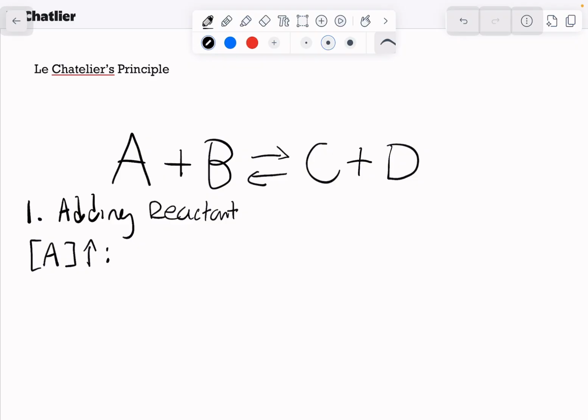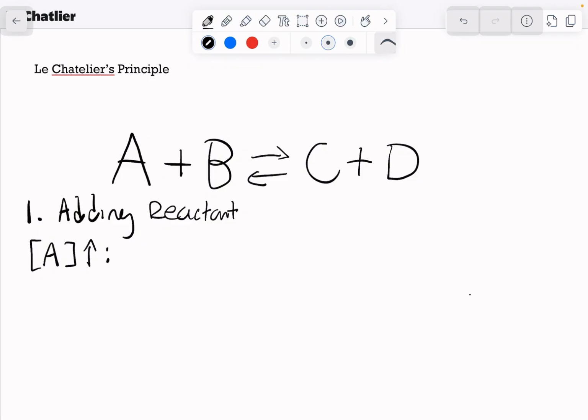As we add more A, whatever substance A is, then now we have excess A. We have excess substance A that the system now uses in more forward reactions. Since we have more A, the system uses the A to conduct more forward reactions in order to sort of set the bar down.